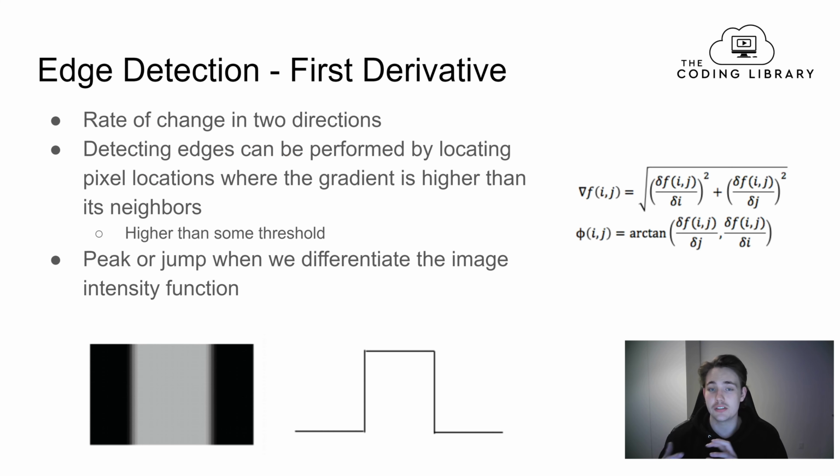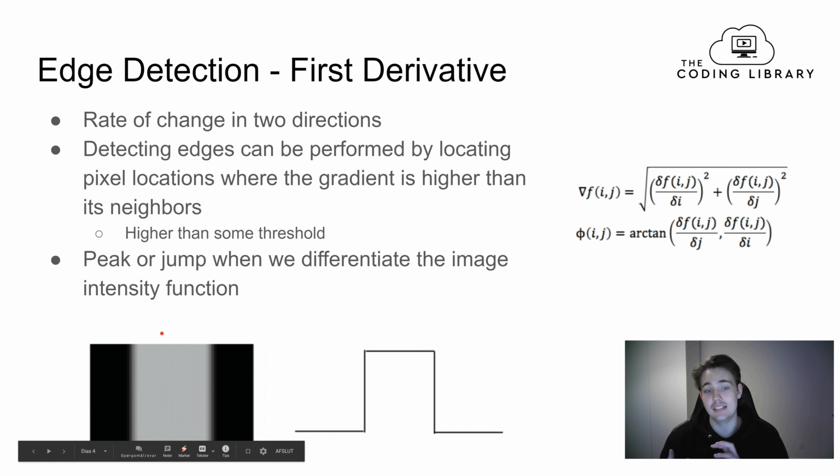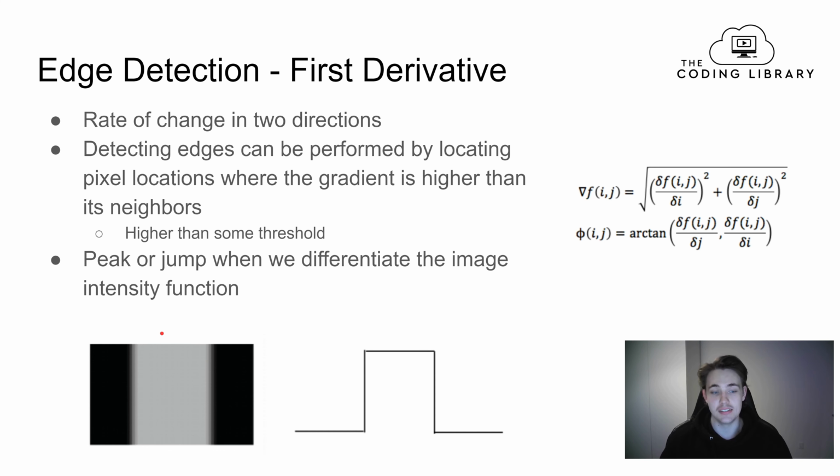So when we're implementing some of these different kinds of methods, we're calculating the gradients, and then we're looking around at an area and seeing if that gradient is changing, or if the gradient is higher than its neighbors. And then we just set up some threshold where, if that gradient is higher than some threshold, then we're dealing with an edge in our image.